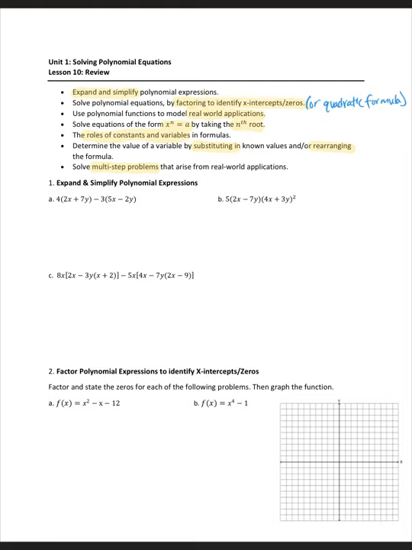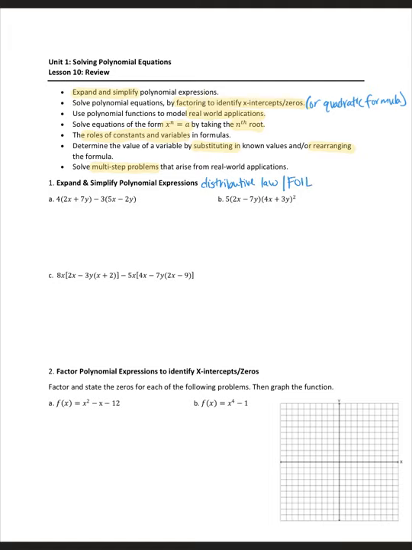So let's take a look first at expanding and simplifying. We'll do one together and then we'll set up the next one and I'll have you guys pause it and try a few. So expand and simplify. When we expand and simplify, we want to use that distributive law and FOIL where it's appropriate.